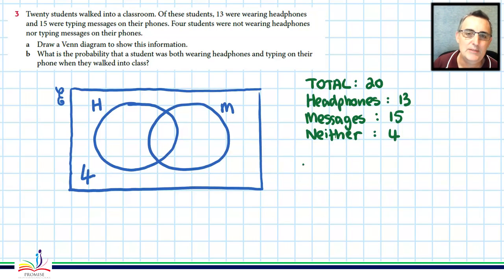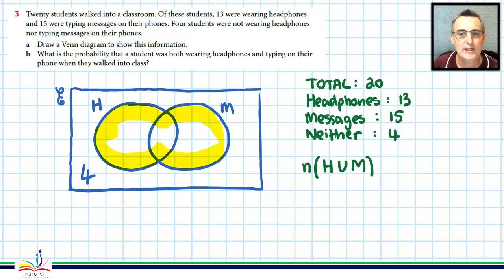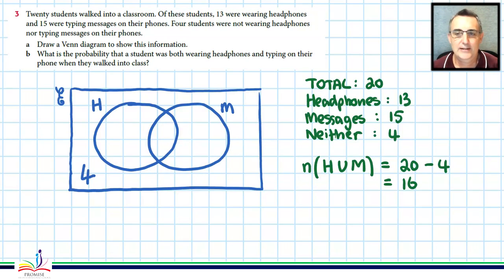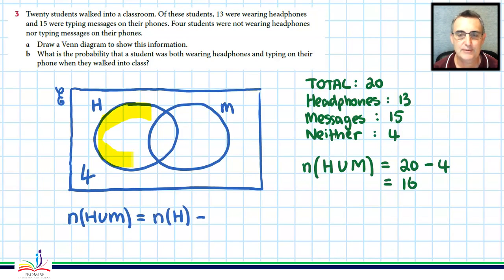It's not obvious how helpful it is at this point, but it is extremely helpful. We know the number that are in H union M, or H or M. We know the number in H or M, which is in both circles, is equal to 16, which is the 20 minus the 4. All right, so that area we know. Can we use this to help us solve the problem? Well, yes, we can. Because we now can deduce this. The number in H or M is equal to the number in H, plus the number in M.